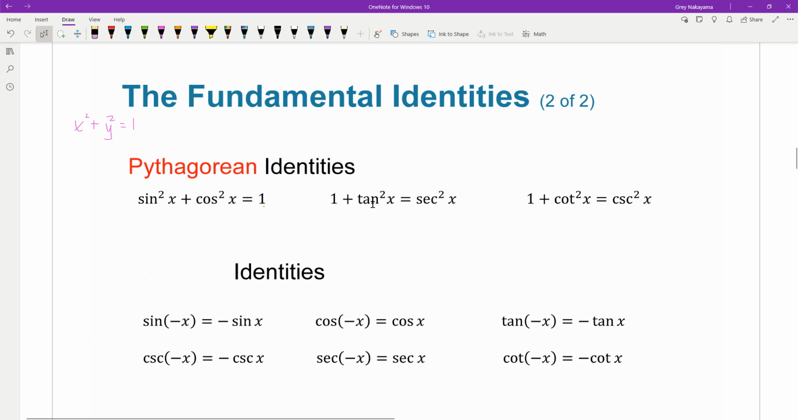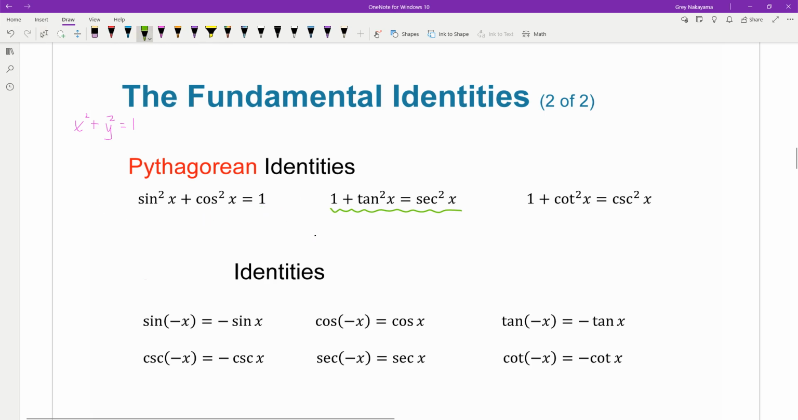I struggled to remember these other two because I didn't understand where they came from, so I'm going to attempt to show you. If I divide everything by cosine squared, sine squared over cosine squared equals tangent squared. Cosine squared over cosine squared is 1, and 1 over cosine squared is secant squared. So this is the result you get when you divide the original one by cosine squared.